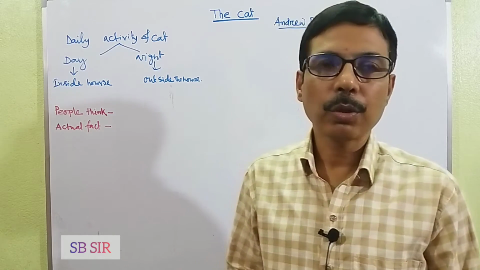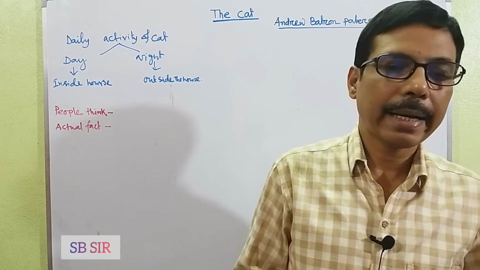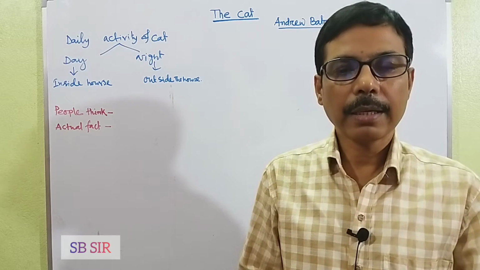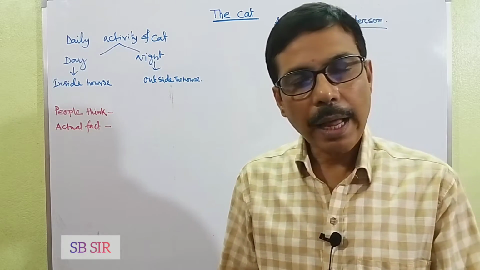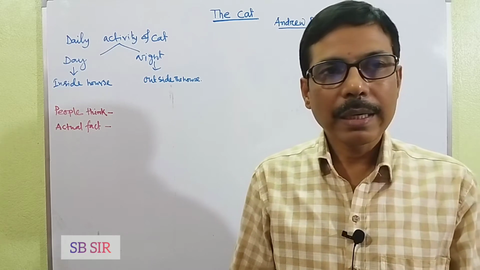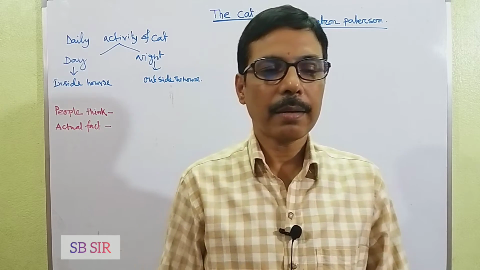Number one, it is unintelligent. Number two, it is fond of ease. Ease means comfort. And number three, caring little for anything but mice and milk, that means it only cares for its food.